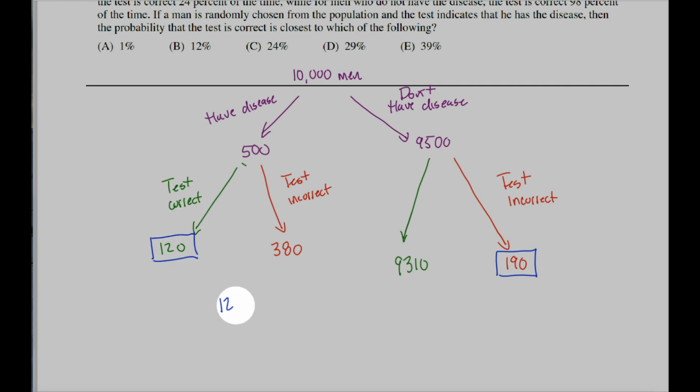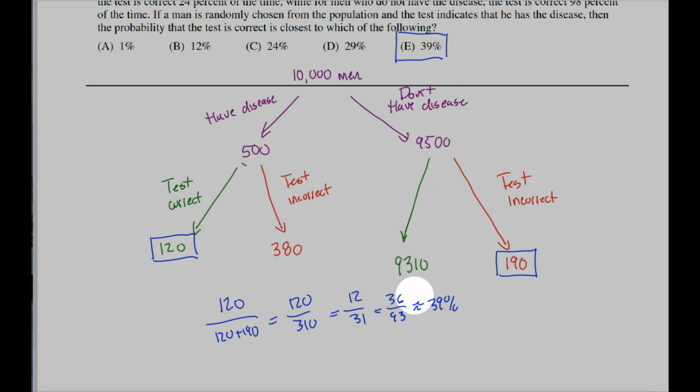The probability would just be 120 divided by 120 plus 190. In other words, 120 over 310. In other words, 12 over 31, which is 36 over 93, which is a little bit more than 36%. It looks like it's roughly 39%. The answer to the question is just E.